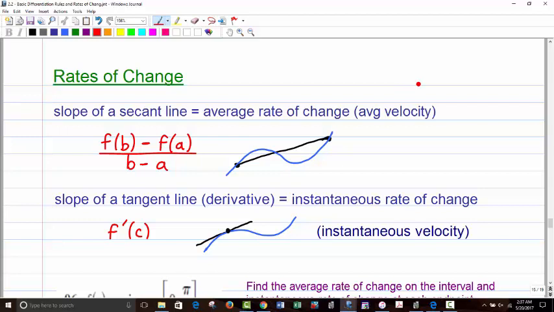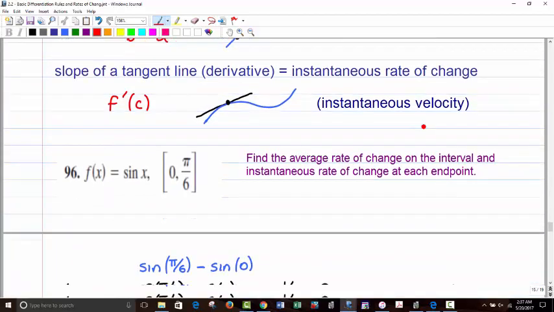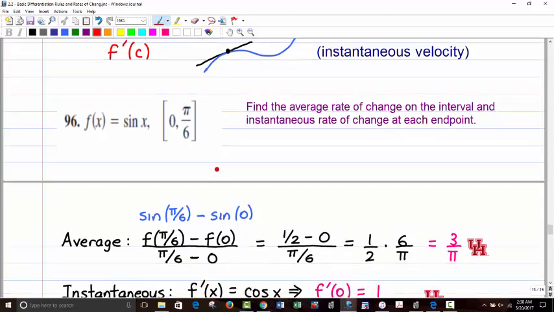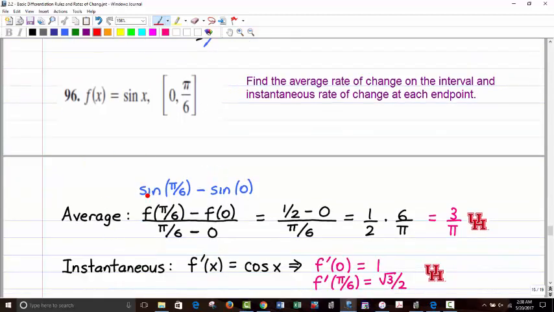Let's take a look down here. So this says find the average rate of change on this interval of sine of x, and then find the instantaneous rate of change at each endpoint. So it's 0 and pi over 6. All right, average rate of change is slope. y2 minus y1 over x2 minus x1. So it's f of pi over 6 minus f of 0 over pi over 6 minus 0. Sine of pi over 6 happens to equal 1/2.